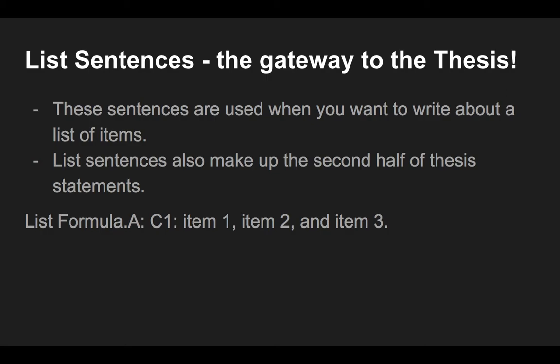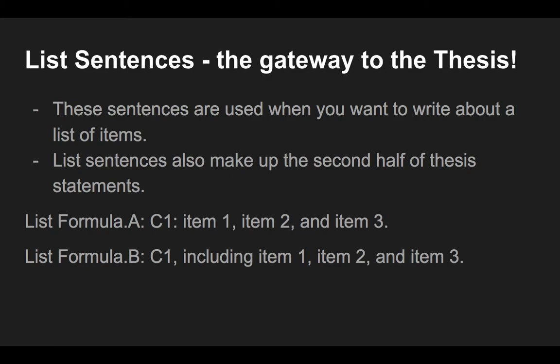So we've got clause one, which would state the core idea. Then we have the colon, and then we have the list of the elements or components of that idea that you're writing about. So we have C1, colon, item one, comma, item two, comma, and item three. This is the structure I would like for my list sentences. There's another way to set up the introduction of a list sentence, so let's look at that as well.